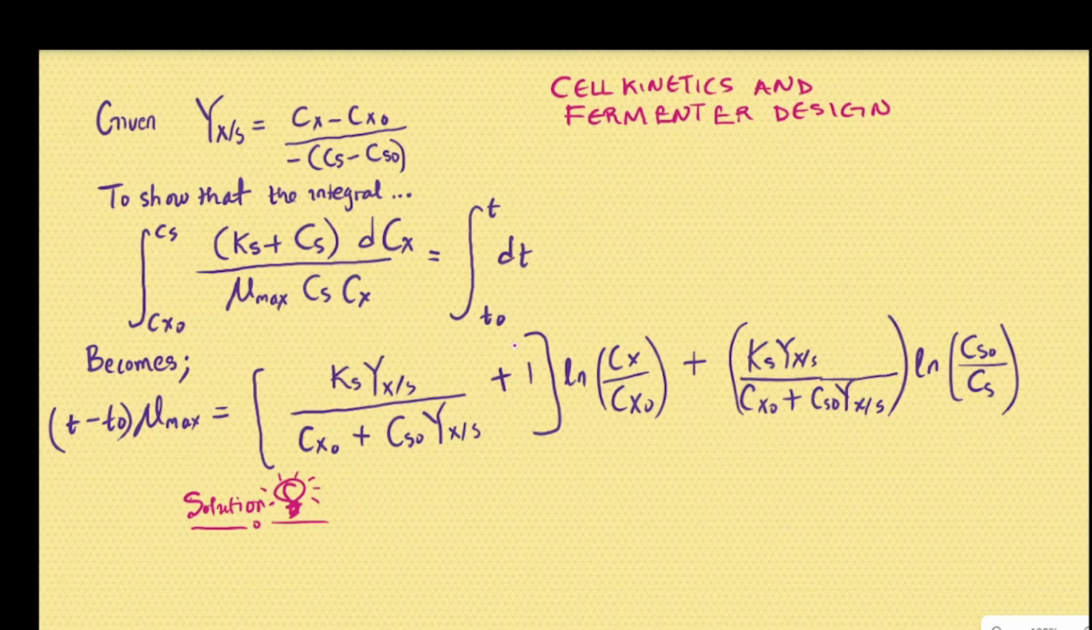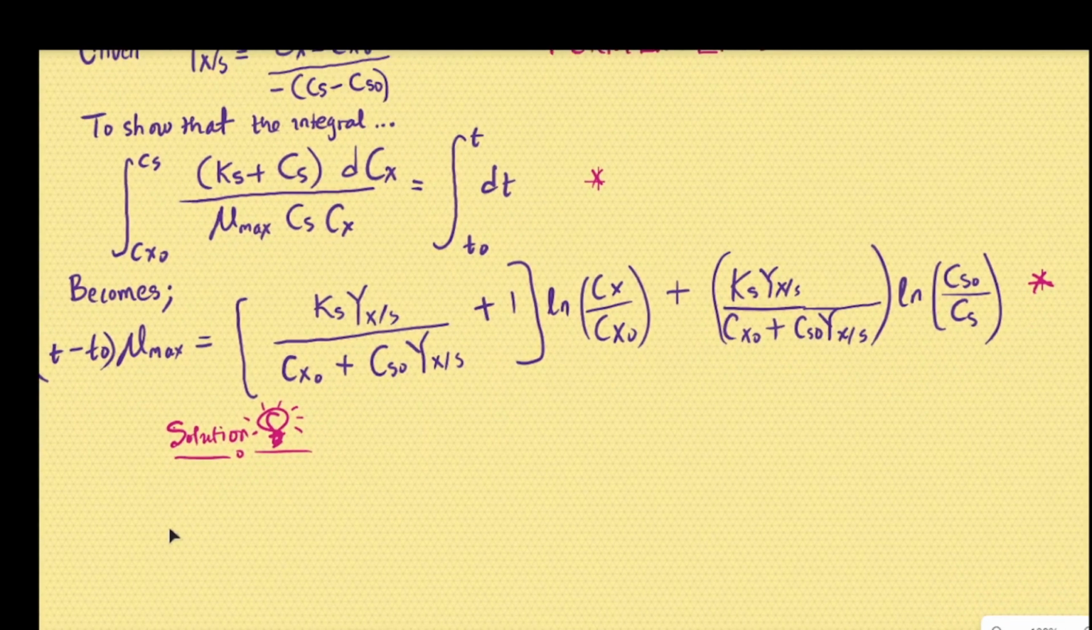So we are giving this particular proof in cell kinetics and fermenter design. When you're giving your growth yield to be Yx/s = (Cx − Cx0) over negative (Cs − Cs0), you want to show that this particular integral over here results in this particular solution over here. So we are going to begin right away.